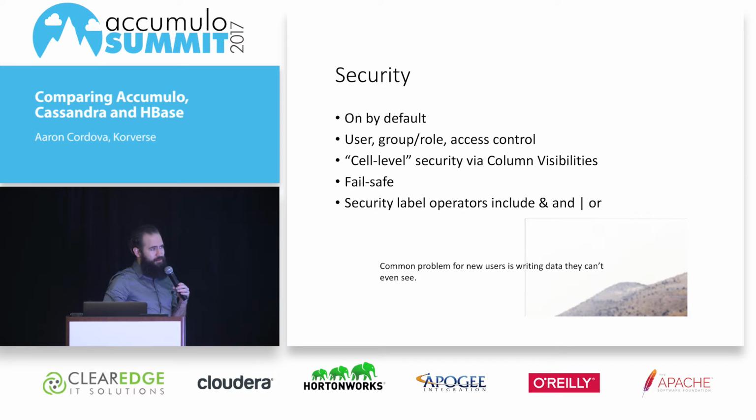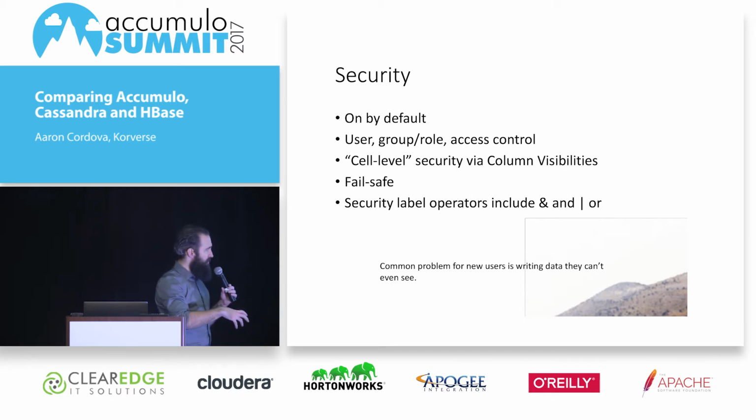Security is a big part of Accumulo. We built it in from the beginning. It's on by default. You have user, group, and role style access control. But then you have this cell level security via these column visibilities that I mentioned. It's fail-safe, which means if you mess up, you don't see data. A common problem is people will start writing data to their table, and they'll say, I did a scan, and there's no table there, or there's no data. And it's like, well, okay, but there might be data. You just don't have access to read it. And that's because you haven't set up your security credentials properly.